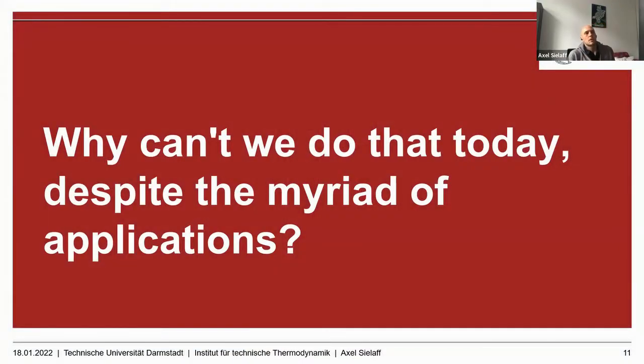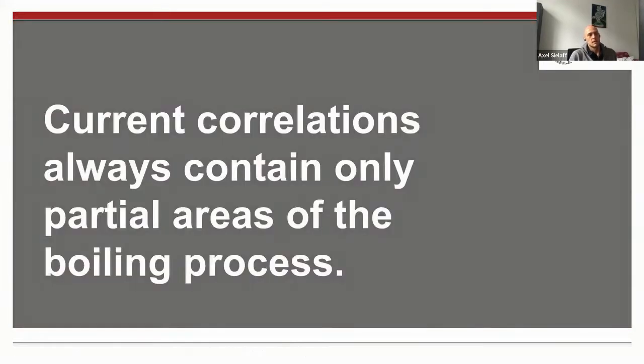But yes, why can we do that today, despite the huge amount of applications we have in the field? The answer is more or less easy. In all the correlations you use to design boiling equipment, all these correlations are just looking into partial areas of the boiling process. One focusing maybe on the heater properties, others focusing on the parameters. There are also correlations focusing on gravity. But all the correlations are not giving us the whole picture of the boiling process because it's just too complex and not understood well enough up to now.